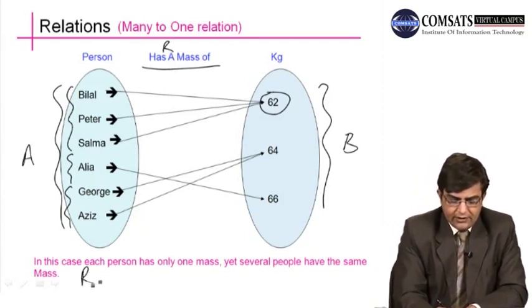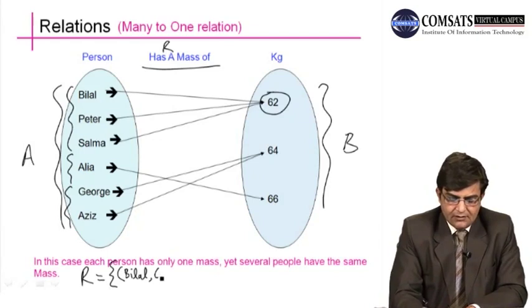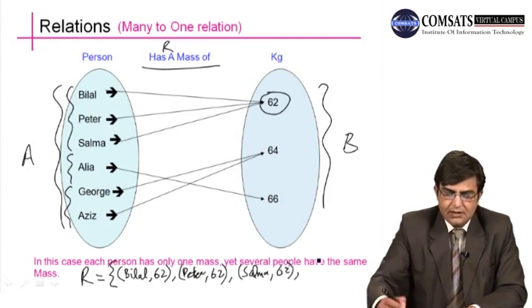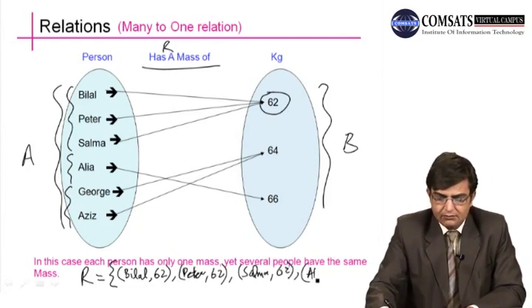How we can write R is equal to Bilal in ordered pair, Bilal 62, next is Peter 62, next is Salma, this is also 62, and next Alia has 66 kg weight, and so on.